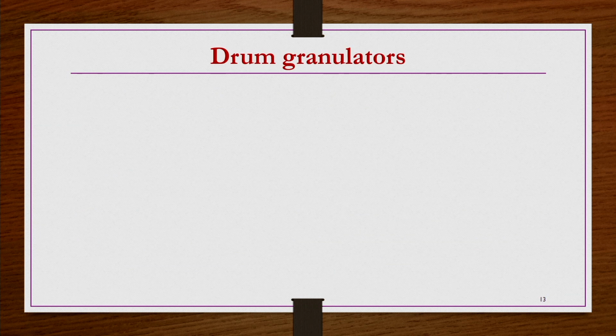Next are the drum granulators. The mechanism and physics are almost similar to the disc granulator, but here the primary difference is that we have a cylindrical vessel. Okay. In the disc granulator we have a rotating disc onto which the feed and wetting fluid are coming.